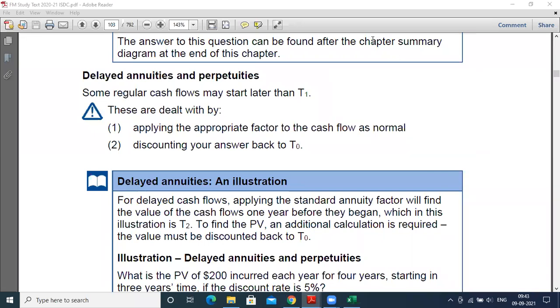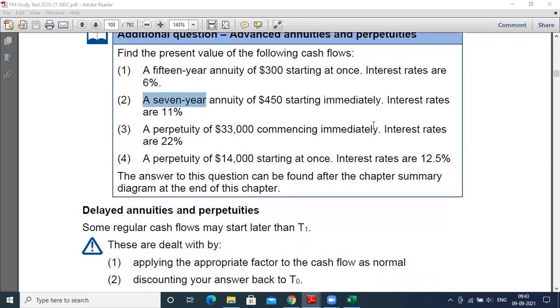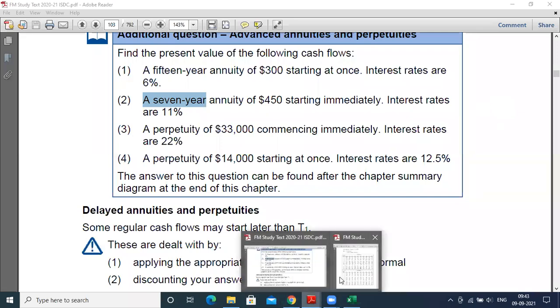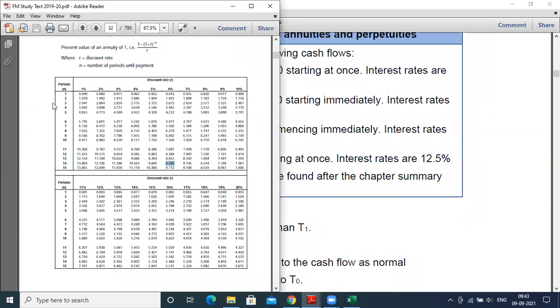You didn't understand the first one. What was that first one? A 15-year annuity of 300 starting at once. Interest rates are 6%. So annuity is 300. We just need to go for the 14-year annuity table at the rate of 6%. Here you can see at 14 years at the rate of 6%, your annuity factor is 9.295. So 9.295 into 300.